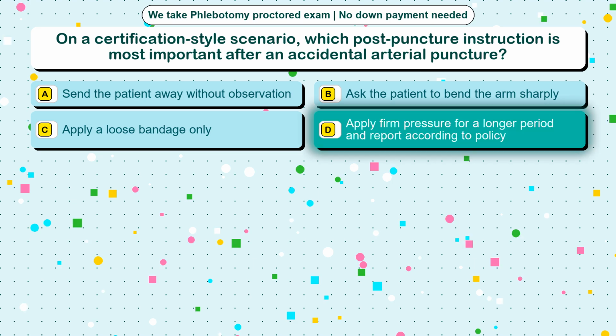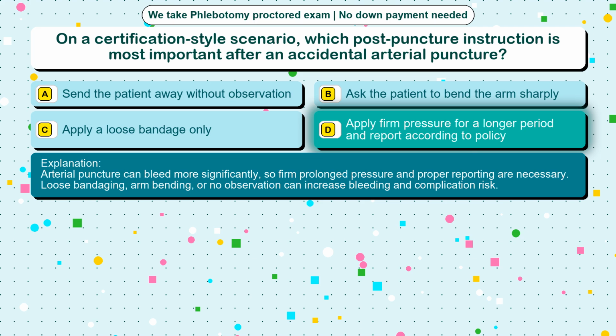The correct answer is option D. Apply firm pressure for a longer period and report according to policy. Arterial puncture can bleed more significantly, so firm prolonged pressure and proper reporting are necessary. Loose bandaging, arm bending, or no observation can increase bleeding and complication risk.